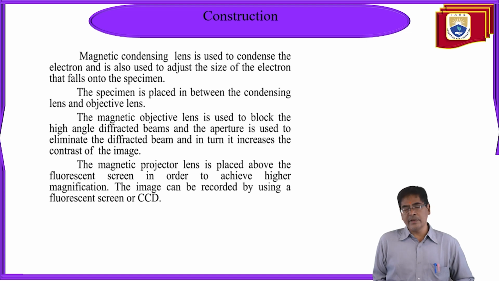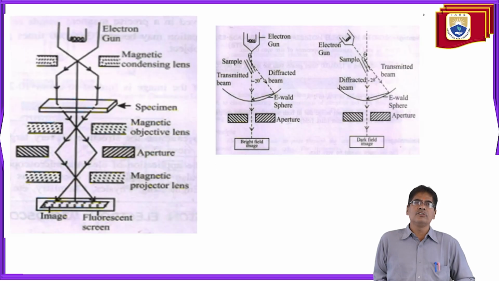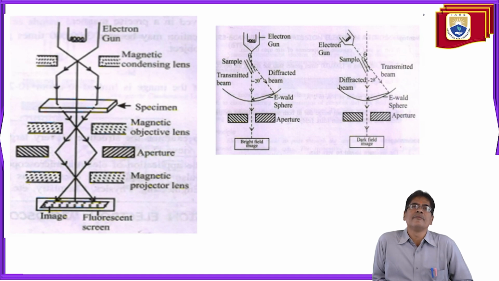An image can be viewed by using a closed circuit camera. So this is the internal structure of the transmission electron microscope. We have the electron gun, where we have the magnetic condensing lens. The beam is collimated by that and allowed to fall on the specimen. After passing through the specimen, the beam is sent through the magnetic objective lens, and to get a fine beam, apertures are placed. These are further projected on the magnetic projector lens, where we can obtain the image on the fluorescent screen.